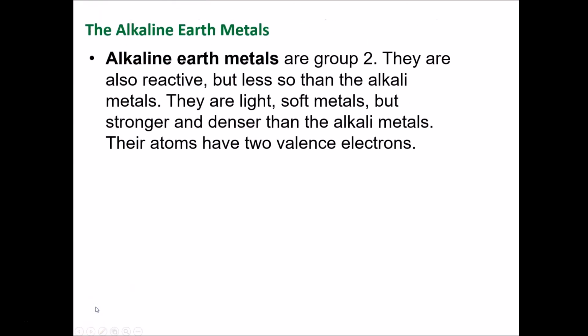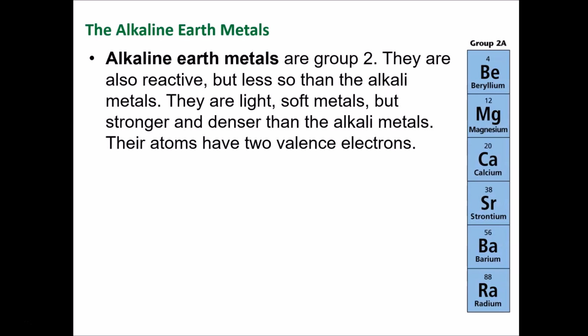The alkali metals, right, they're a little bit different than what we're normally thinking of with metals. If we just move one group over to group 2, we get to the alkaline earth metals. They're also reactive, but they're less reactive than the alkali metals were. They're still light and soft, but not quite as light and soft. They're a little stronger, a little denser than the alkali metals, and these atoms have 2 valence electrons.